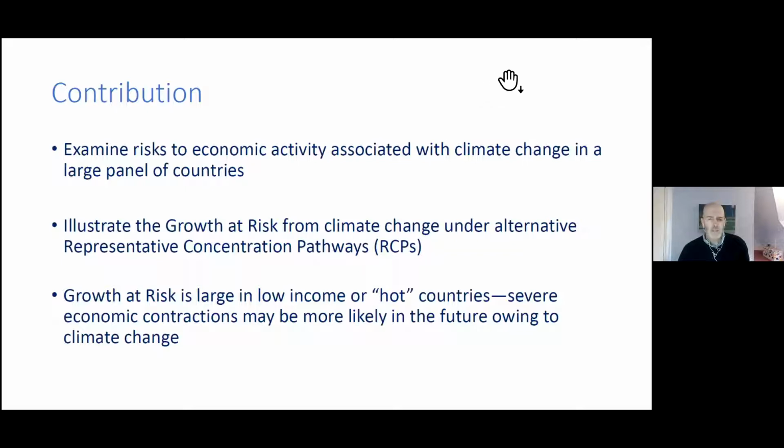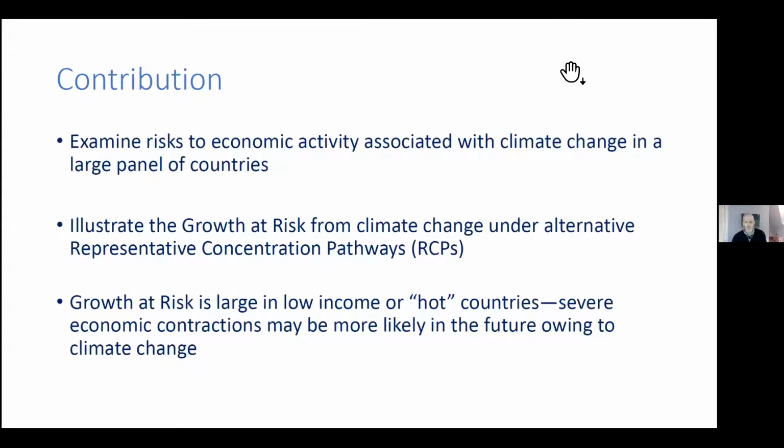The contribution of the paper is relatively straightforward. I take an approach very similar to several of the papers that were discussed yesterday, but I'm going to use that same approach to examine risks to economic activity associated with climate change across a large panel of countries. After doing that empirical analysis, I will illustrate the growth at risk from climate change under a few representative concentration pathways. I'll be using the RCPs, prior to the most recent IPCC report.